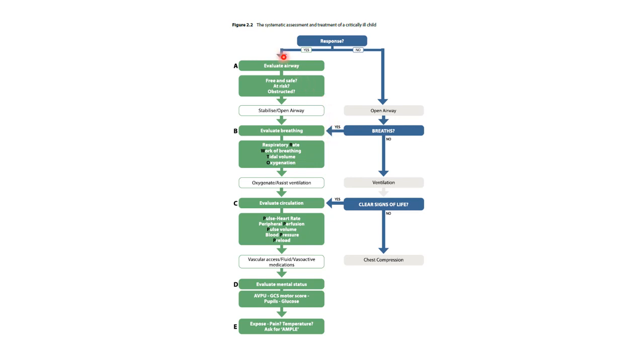But here it's three things under A, four things under B, five things under C, and then three things again under D, and two or three things under E. Okay, so let's go through this. Part of this algorithm is also what I just showed. Like if you are in the cardiac arrest mode, then this is that part.